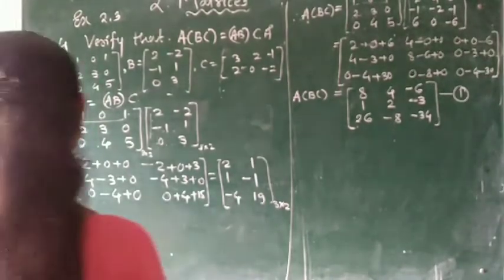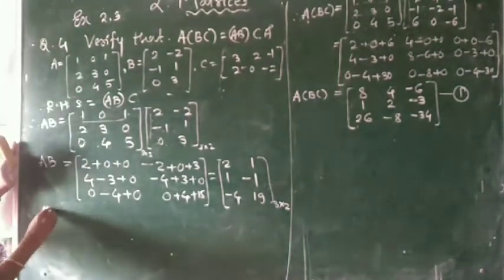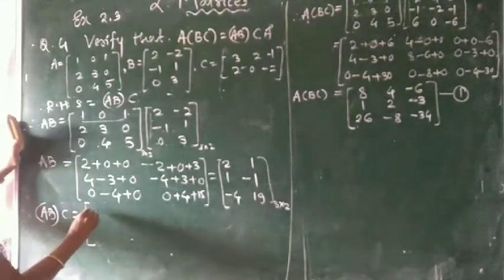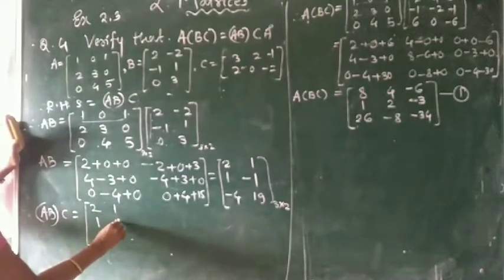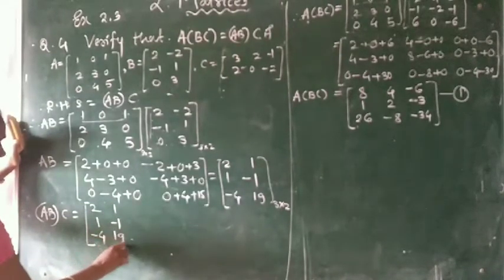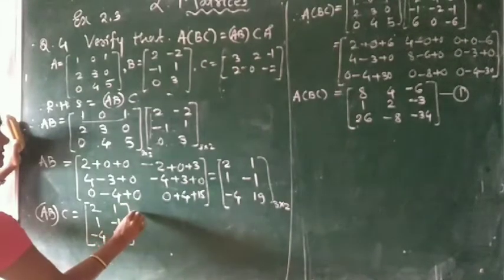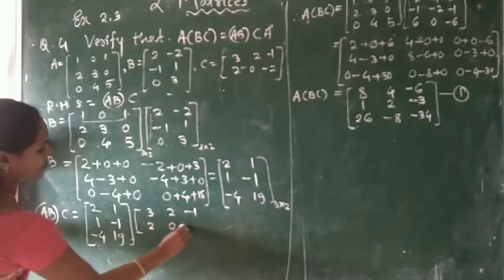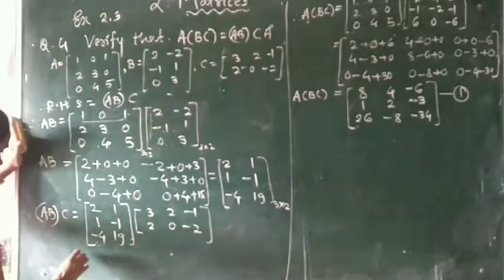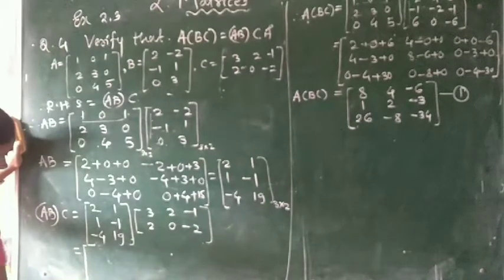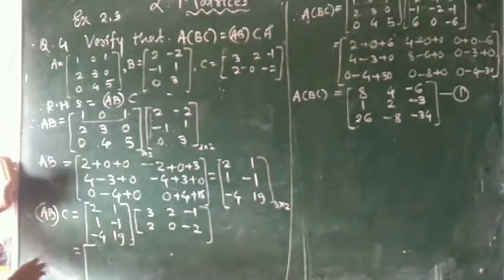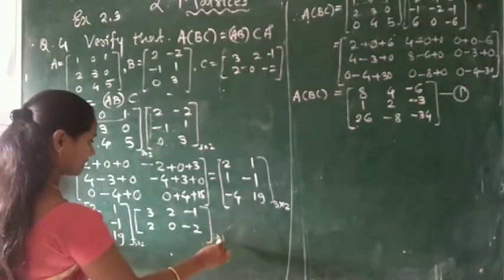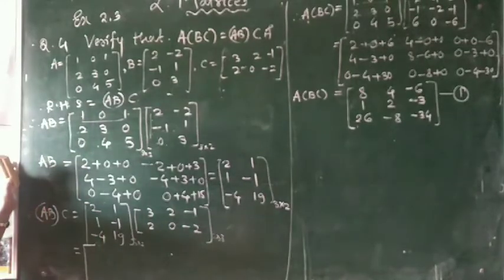Now take the product AB into C. So write AB: 2, 1, 1, minus 1, minus 4 and 19. Now multiply the matrix C: 3, 2, minus 1, 2, 0, minus 2. Write the product here. Now this is a matrix of 3 by 2 and this is a matrix of 2 by 3. Therefore the new matrix formed from this is of order 3 by 3.